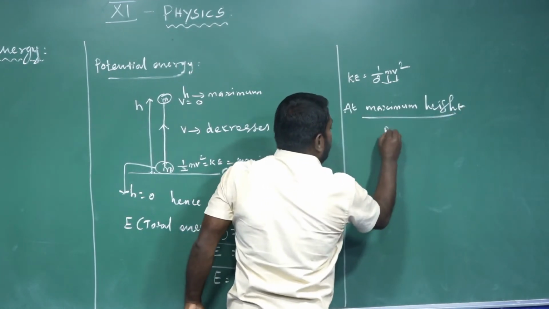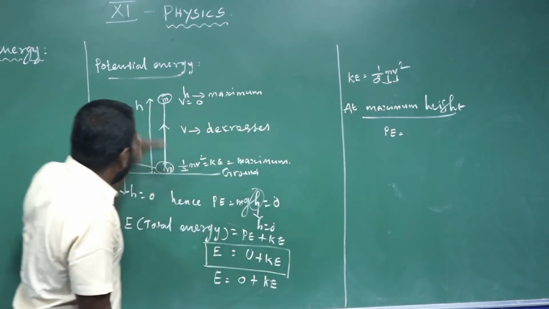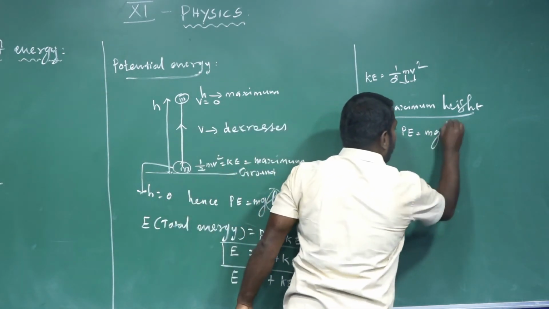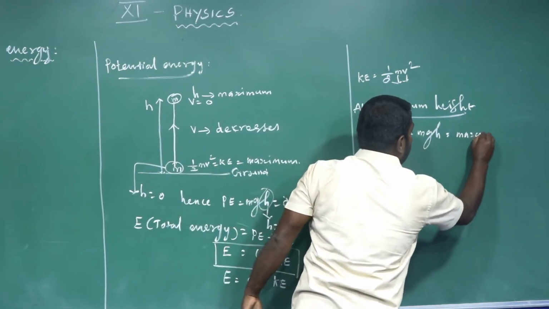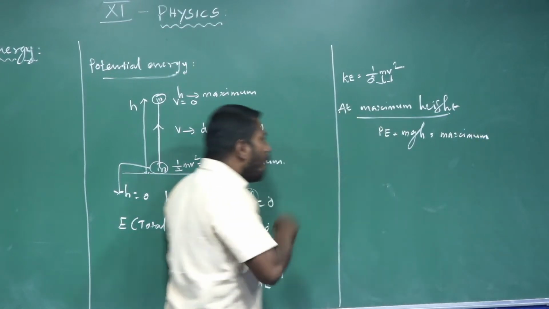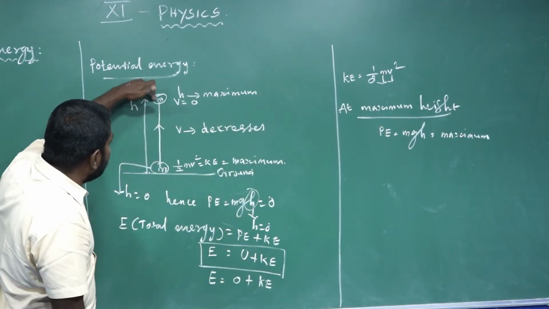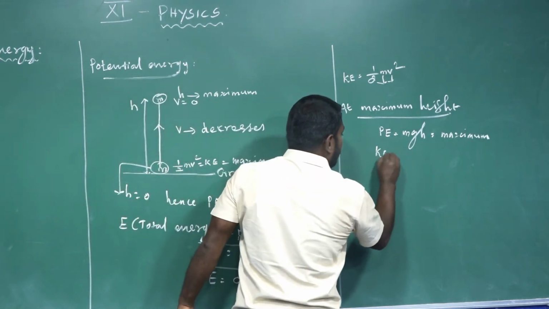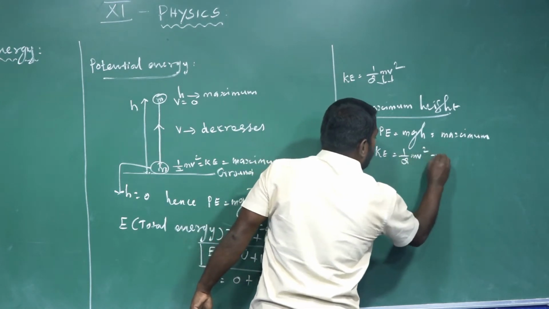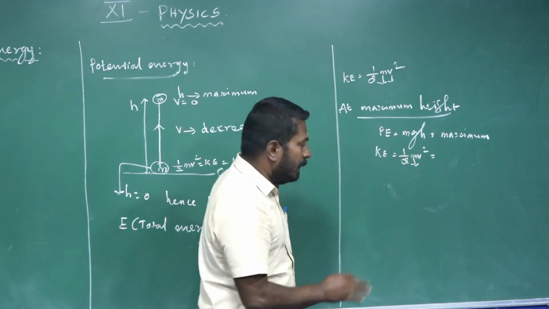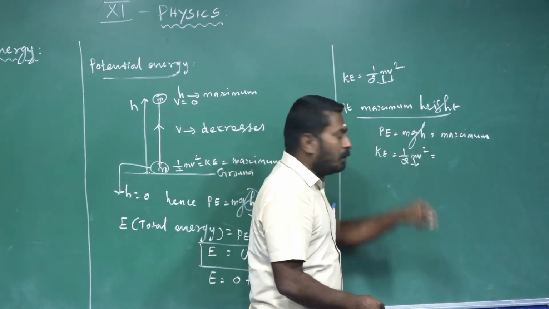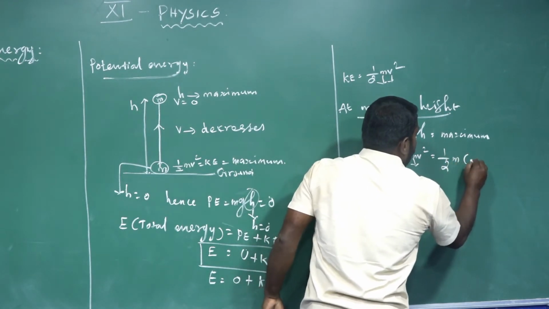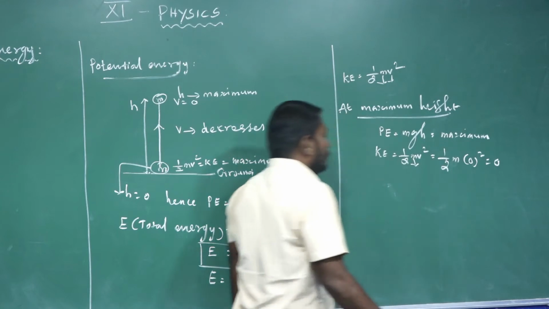When the body reaches the maximum height, the potential energy mgh is maximum. What happens to the kinetic energy? At the maximum height, the velocity of the body is 0. The mass of the object does not change, but since the velocity v is 0, the kinetic energy is 0.